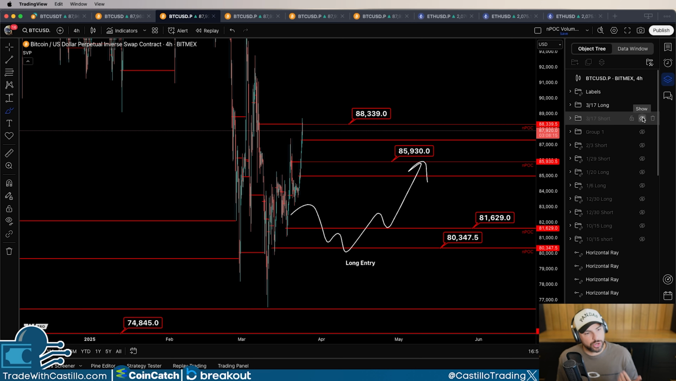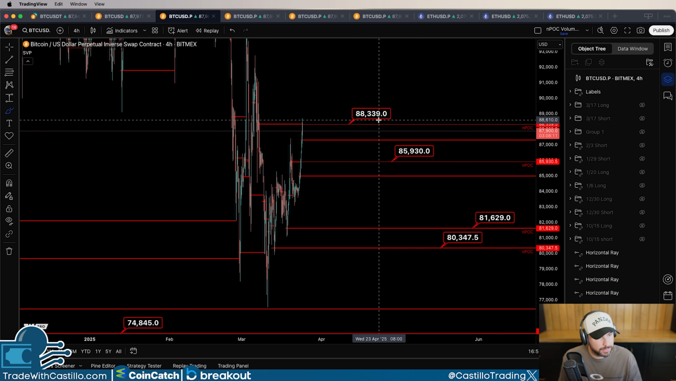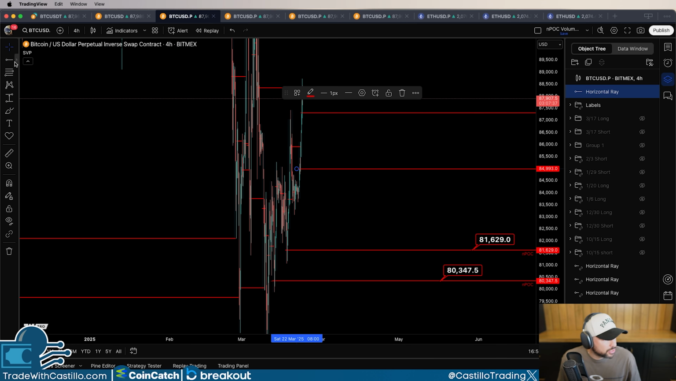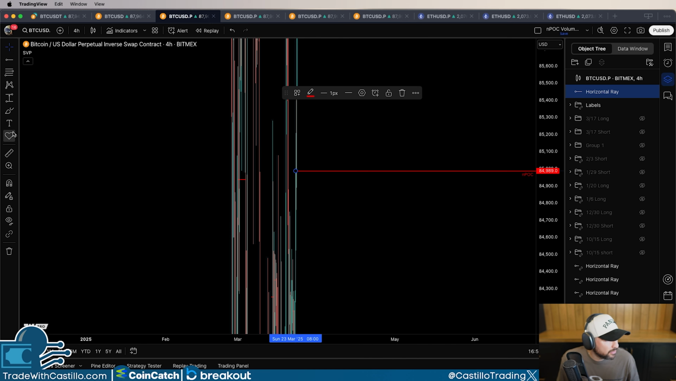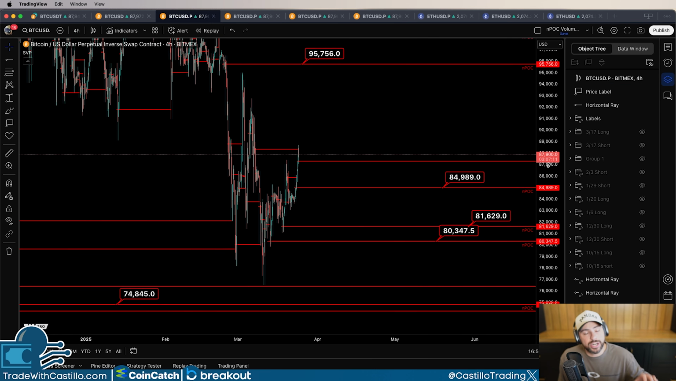On the short, we're still currently in a short setup, but we can go ahead and create a new setup just because some of these have updated, right? So this NPOC print is at about 84,989. Again, label this as NPOC level. So this is what we're looking at as far as our current NPOC structure, right?